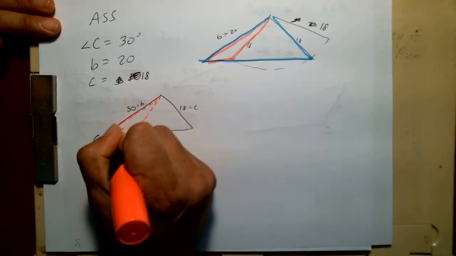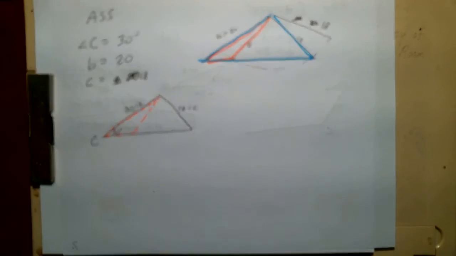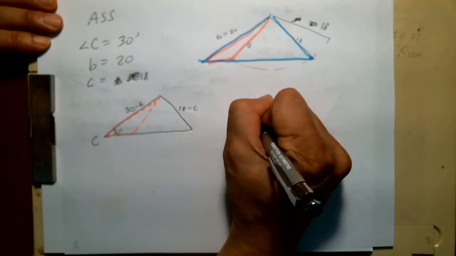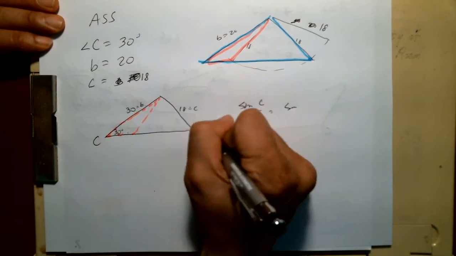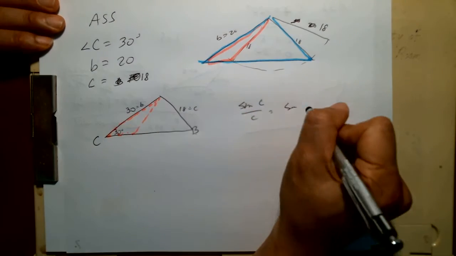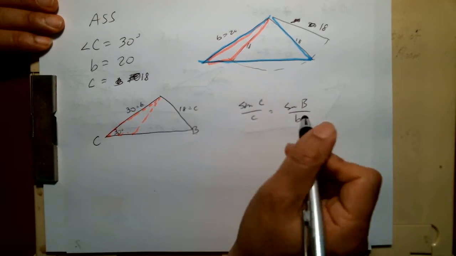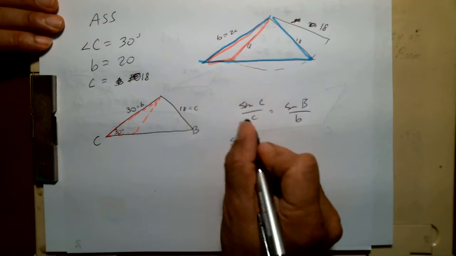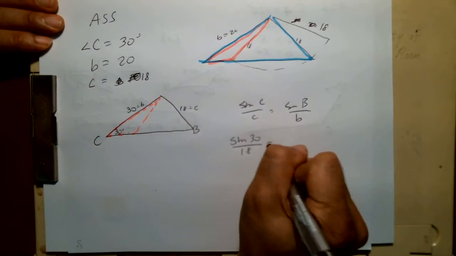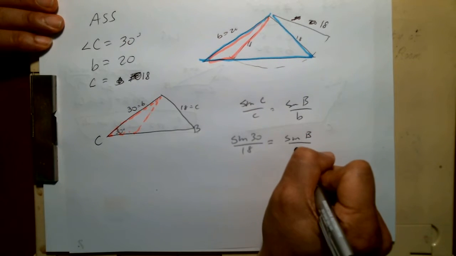And that's the second triangle that you're going to have to look at. Before we do that, let's look at the blue triangle first. So sine of c over little c is equal to sine of big B over little b. And so we replace all the numbers. Sine of 30 over little c, which is 18, is equal to sine of b over little b, which is 30.